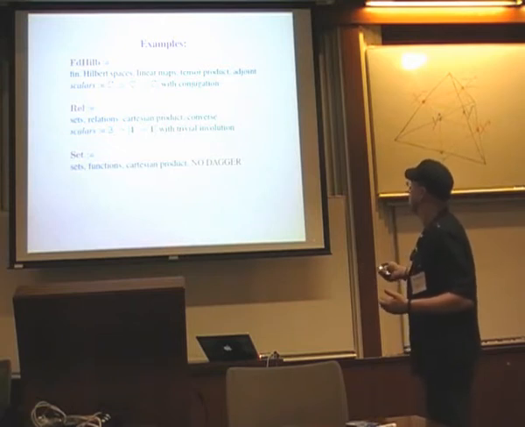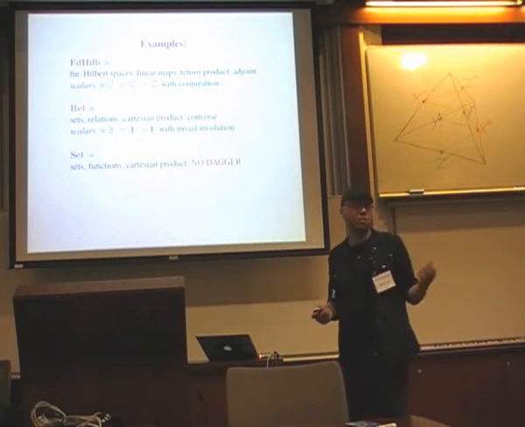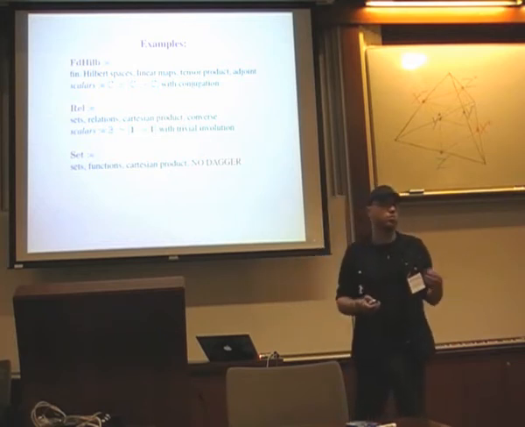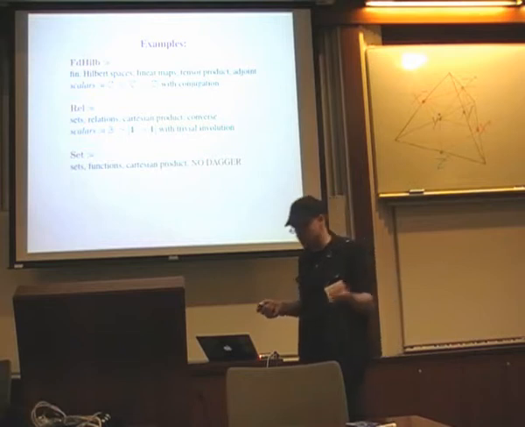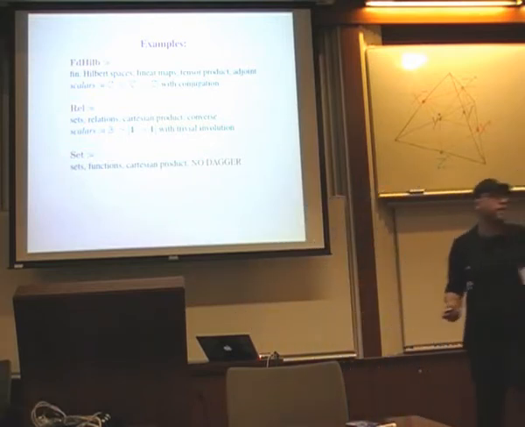Category of relations, everybody knows this very well now. The scalars are either 0 or 1, because there's two relations from a singleton to a singleton, the empty relation and the identity relation. Of course, category Set already falls out of the boat because it doesn't have a dagger.